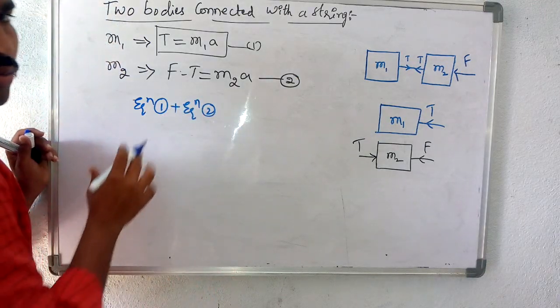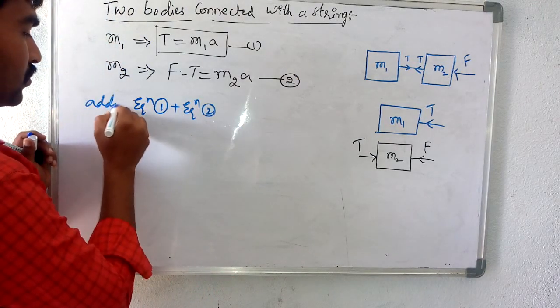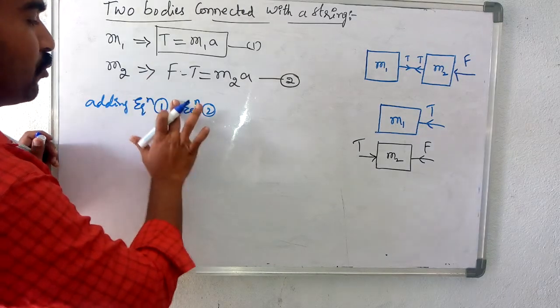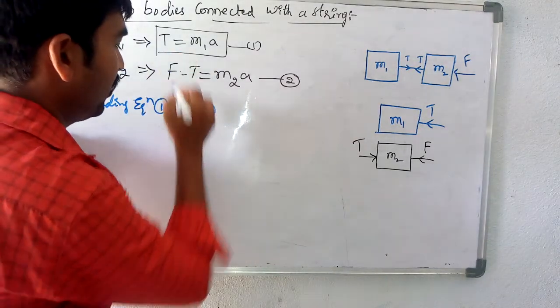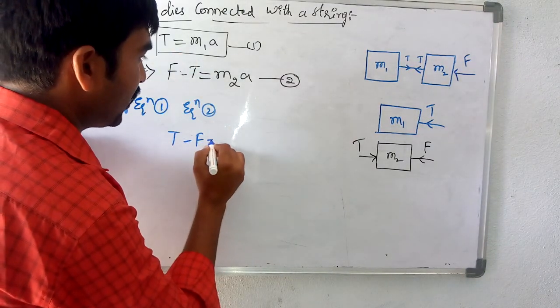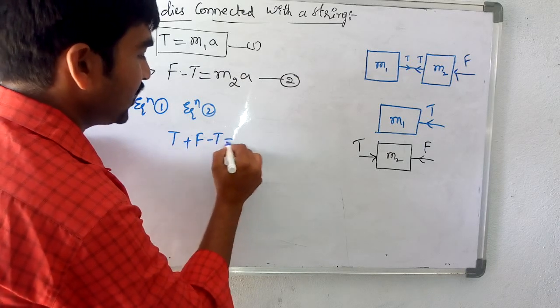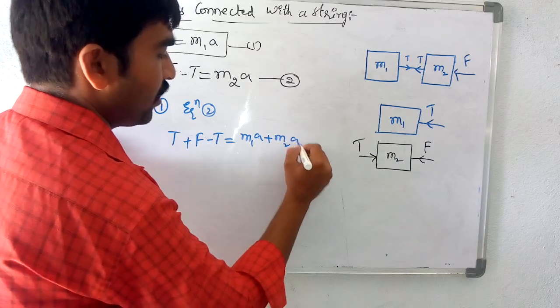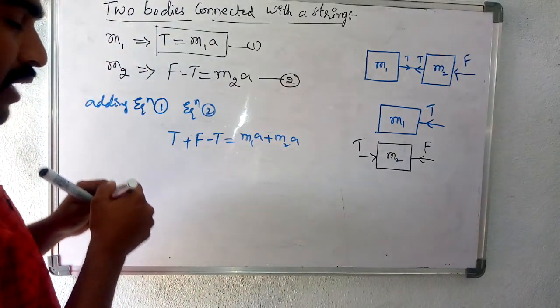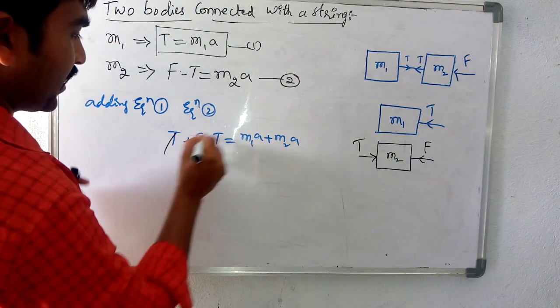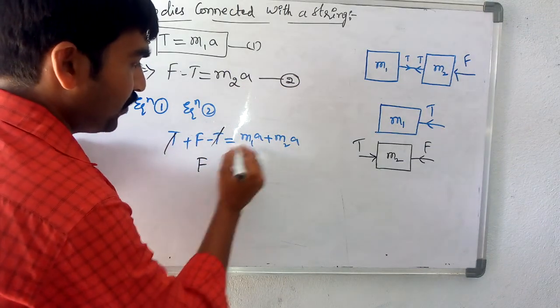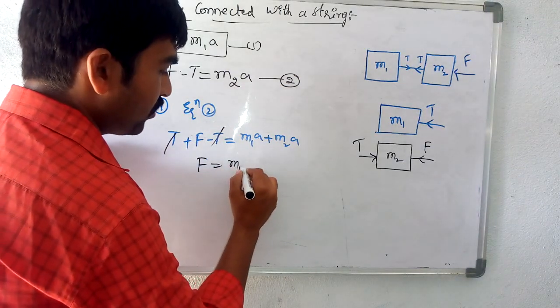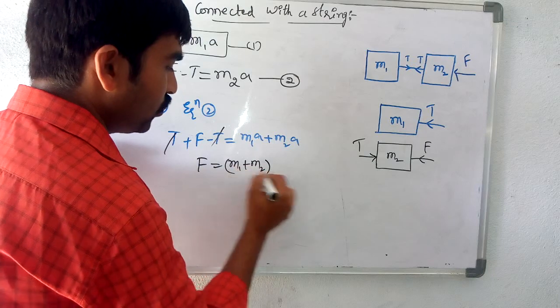So I am adding both the equations. Adding both the equations, we will get T plus F minus T is equal to M1A plus M2A. So here plus T minus T gets cancelled. Remaining, F is equal to (M1 plus M2) into A.